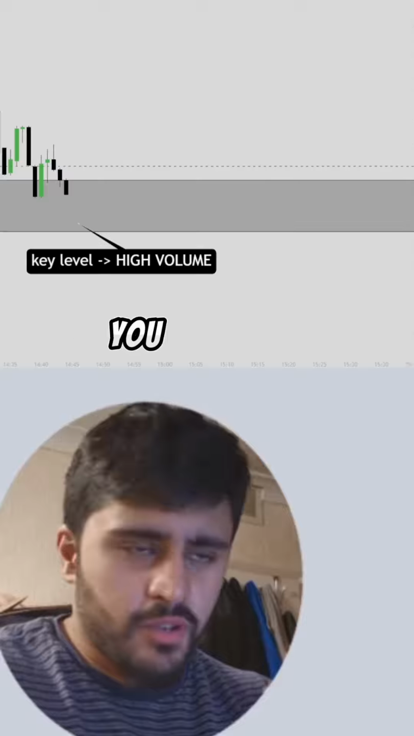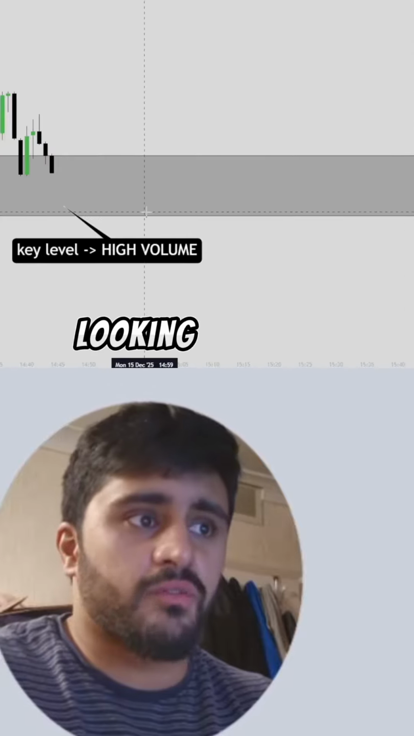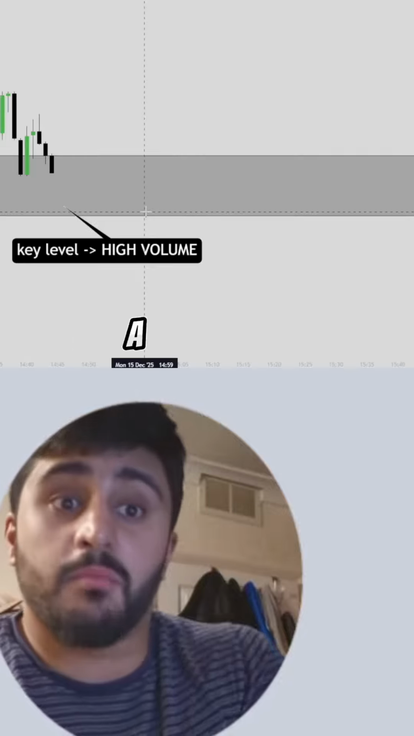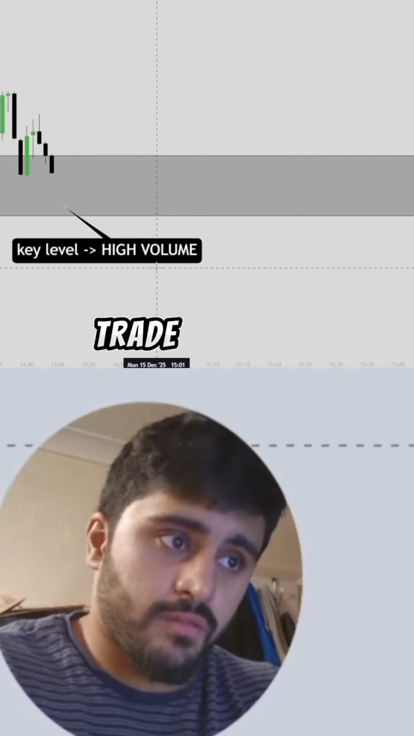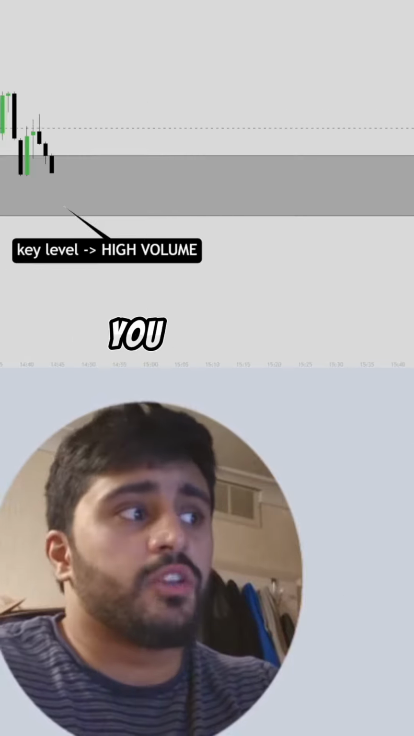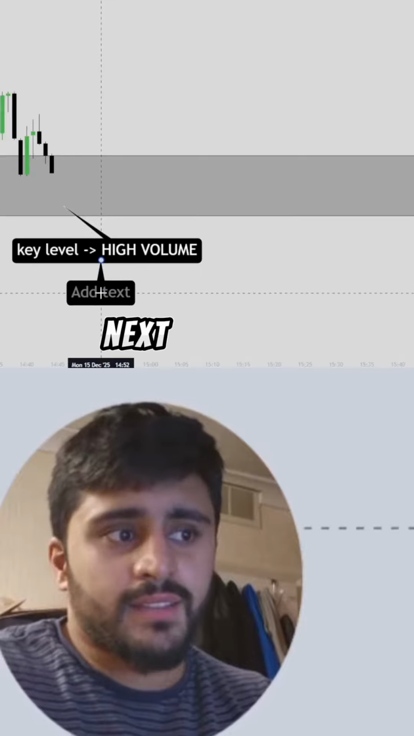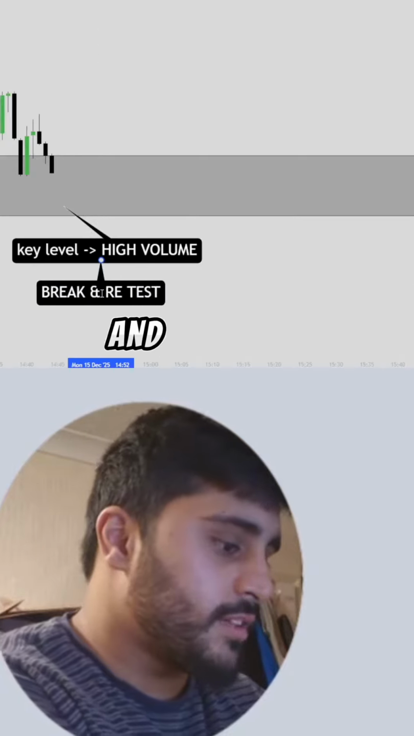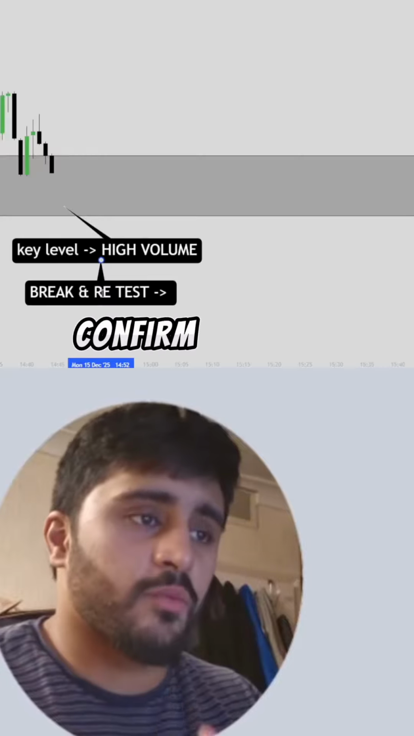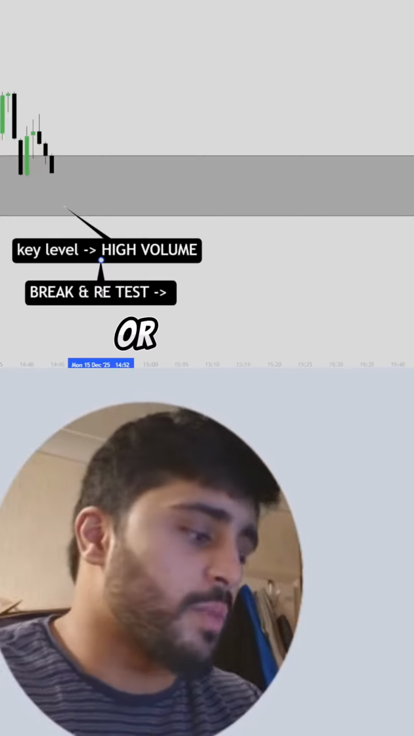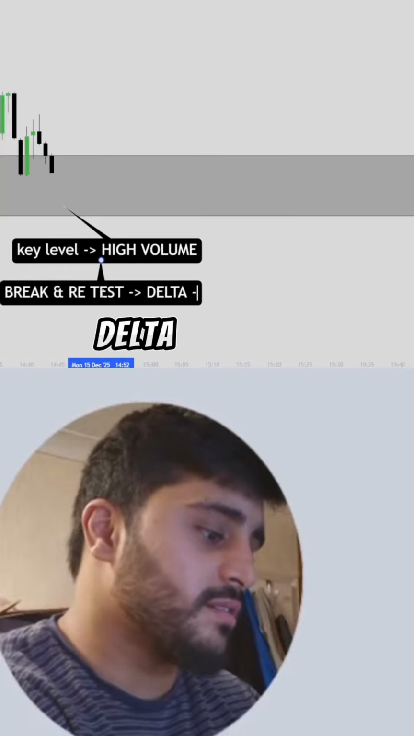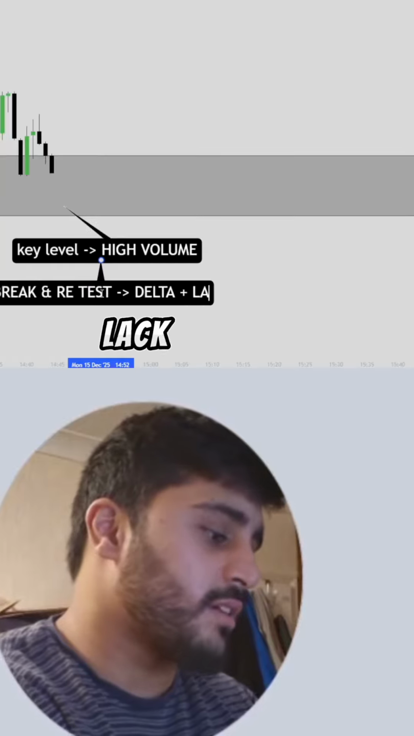That's not enough. So when you go down to a lower time frame, what you're looking for is some kind of order flow data to confirm whether you want to take a bullish trade or a bearish trade, right? So the first thing is key level, you need high volume. The next thing is, once you get into a key level, you're looking for a break and retest. And so the break and retest, you can only confirm whether your break and retest is bullish or bearish with the delta. And so we're going to be breaking that down. So it's basically delta, and we're looking for lack of follow through.